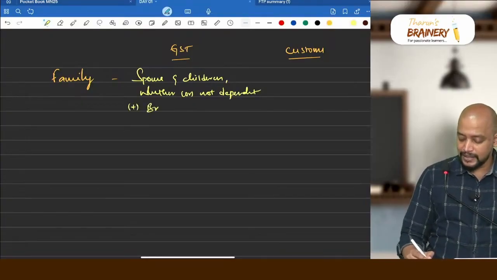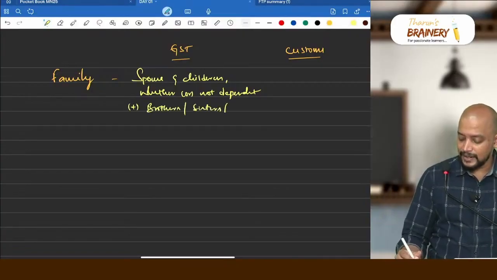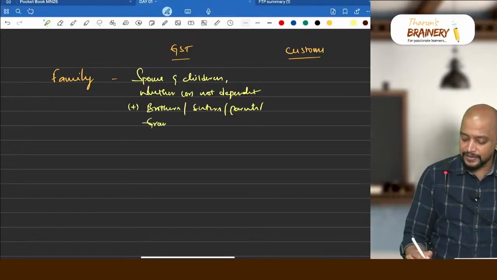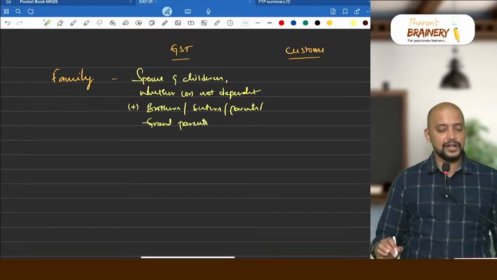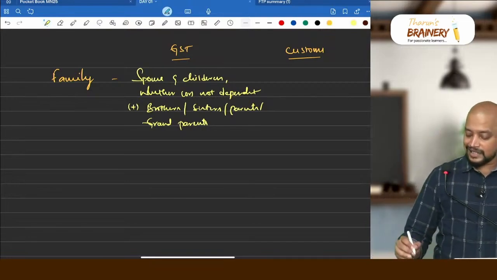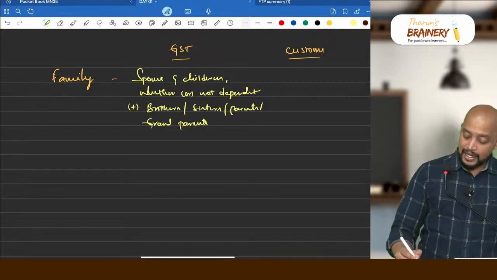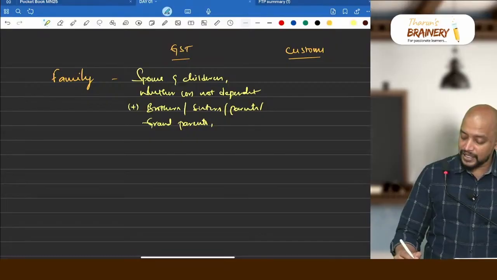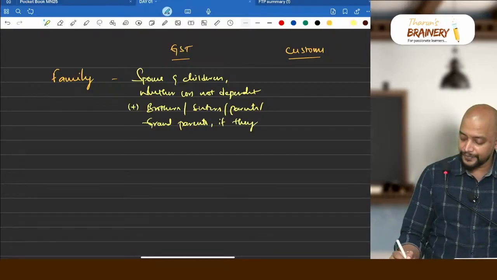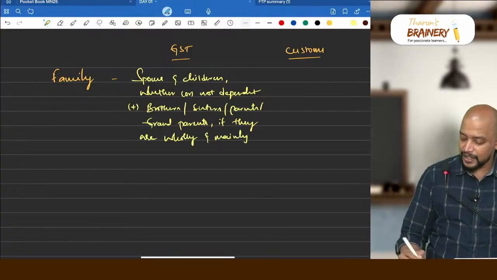all others: brothers, sisters, parents, grandparents. In-laws? No, in-laws are not related; they are not family. And brothers, sisters, parents, grandparents, that too when? If they are wholly and mainly dependent.